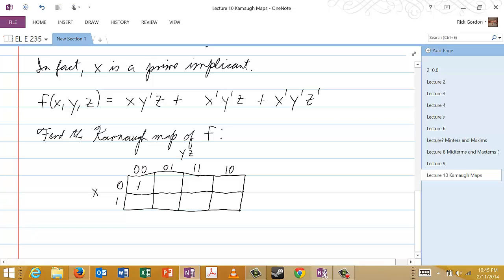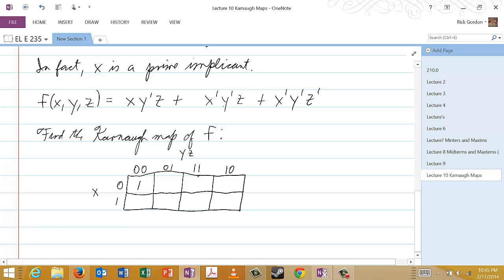Now, let's look at the next cell. In fact, we can reason as follows. The whole top row of cells corresponds to x equals 0. And so in the entire top row, we really don't have to worry about this first term, the x, y prime, z term, because x will be equal to 0 in each of these cells on the top, and so that means that this term will drop out. So let's consider just the second term and the third term.